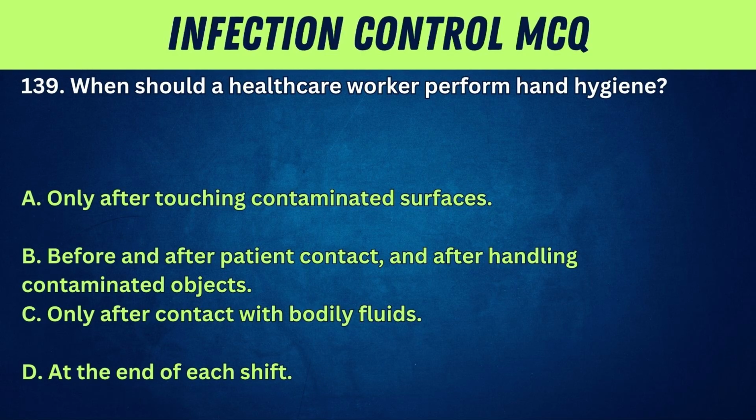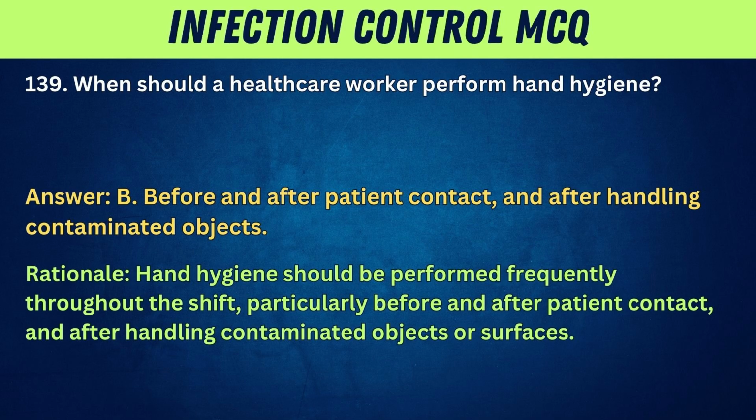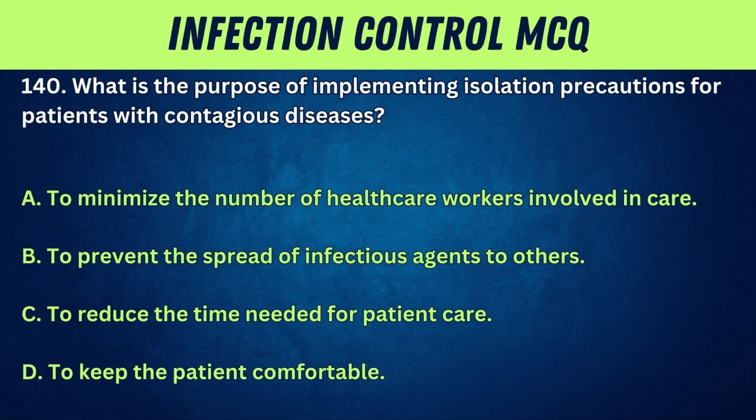139. When should a healthcare worker perform hand hygiene? A. Only after touching contaminated surfaces. B. Before and after patient contact, and after handling contaminated objects. C. Only after contact with bodily fluids. D. At the end of each shift. Answer: B. Before and after patient contact, and after handling contaminated objects. Rationale: hand hygiene should be performed frequently throughout the shift, particularly before and after patient contact, and after handling contaminated objects or surfaces. 140. What is the purpose of implementing isolation precautions for patients with contagious diseases?